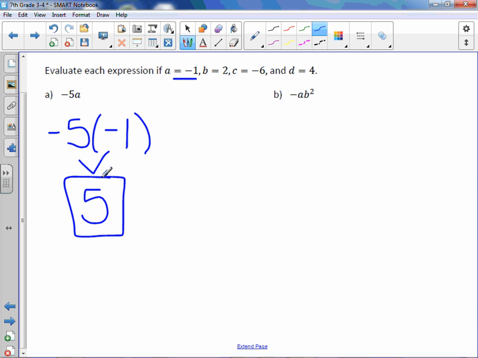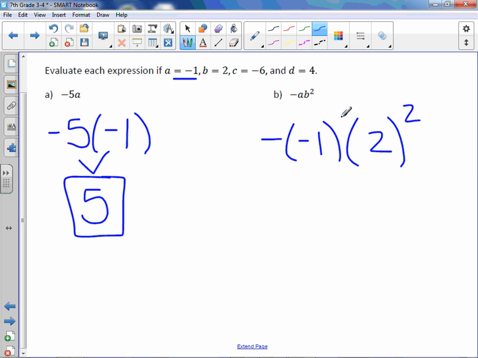Letter B, negative AB squared. First of all, bring down that negative sign and put your parentheses for A, put your parentheses for B, and bring down that square. So now let's plug in. A is negative 1 and B is positive 2. Now the order of operations states that yes, we must do parentheses first. However, when there's only one digit in the parentheses, there's nothing to do. Our next step would be exponents.